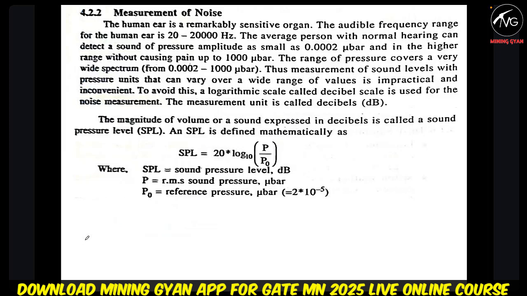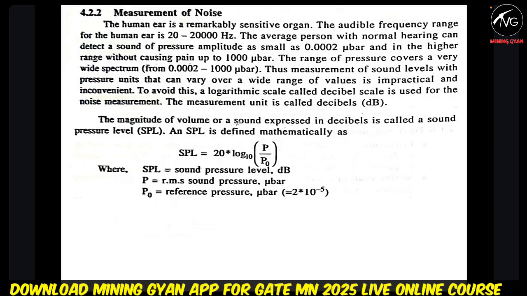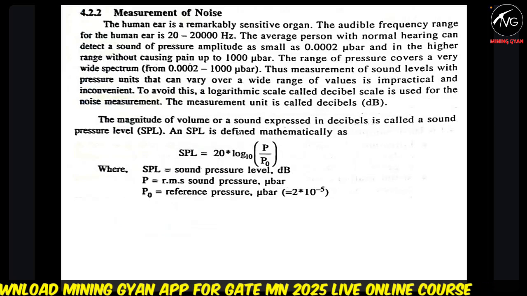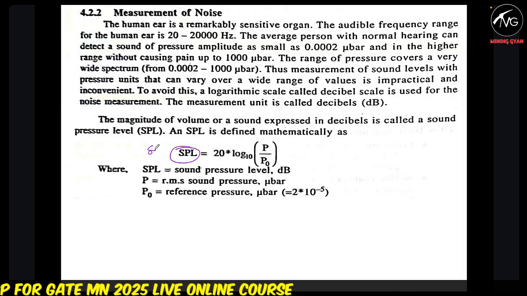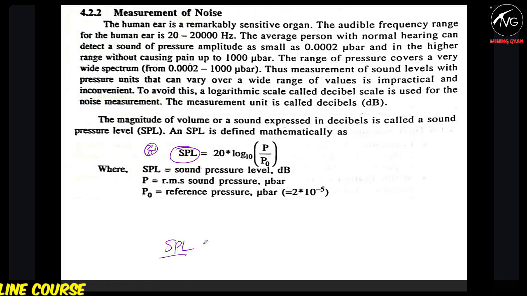Now we will see 2-3 formulas. Just remember these formulas. We will see their use in our numerical section. First formula: the magnitude of the volume or sound expressed in decibel is called the sound pressure level. So if they want to ask you the sound pressure level in decibel, it will be 20 log base 10 P by P node.